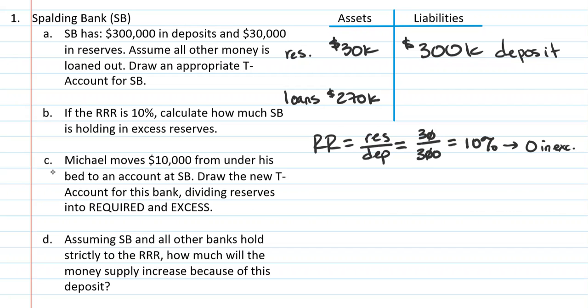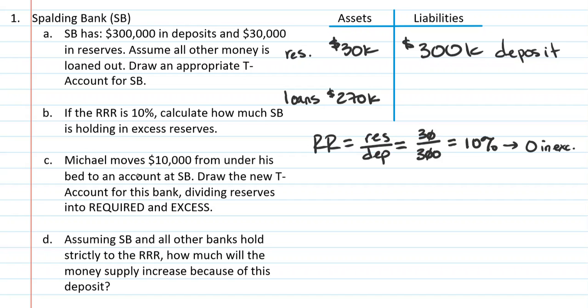In part C, Michael comes along and he moves $10,000 from under his bed to an account at Spalding Bank. Draw a new T account, dividing reserves into required and excess. I'm not going to draw a new T account here, but what we can do is use a different color to show the effect. And really, I think this is the most effective way to manipulate our T accounts.